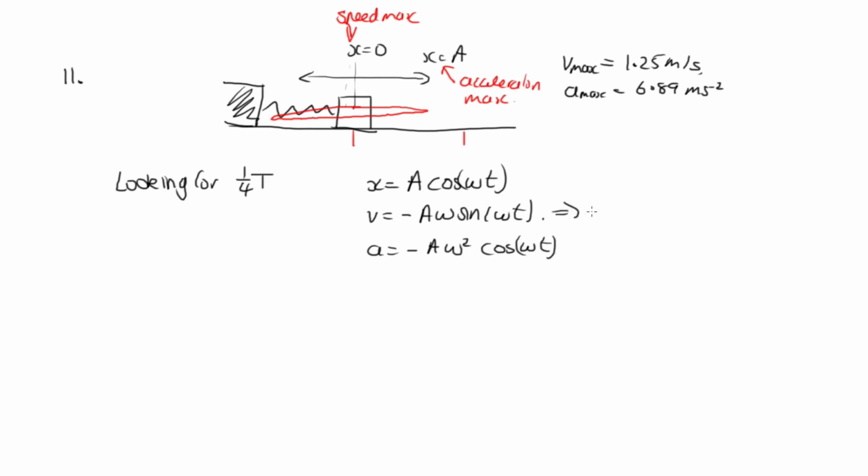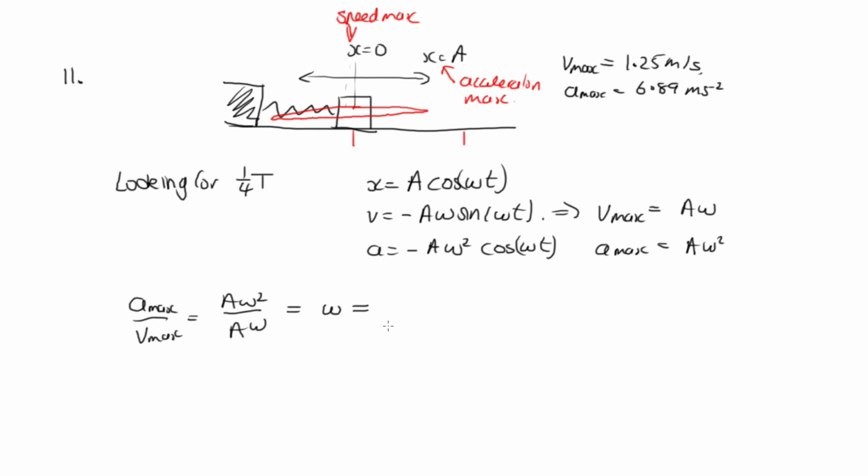So from that we can see that V max is going to happen when sine omega t is minus 1, so this will be A omega, and A max will occur when cos omega t is minus 1, so that's A omega squared. So what's nice about this is we can now say, well, A max over V max is equal to A omega squared over A omega, which you can see is equal to omega, but we can evaluate this because we've got A max at 6.89 and we've got V max, it's 1.25. So when we evaluate this, we end up with omega is equal to 5.512 radians per second.